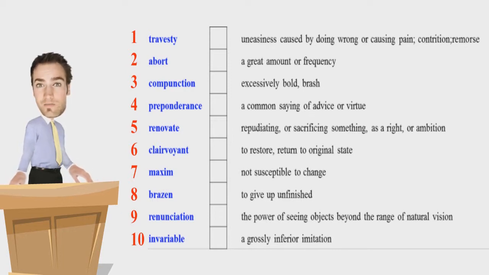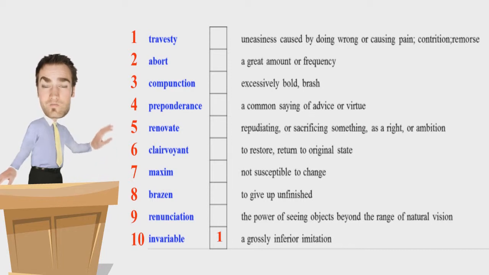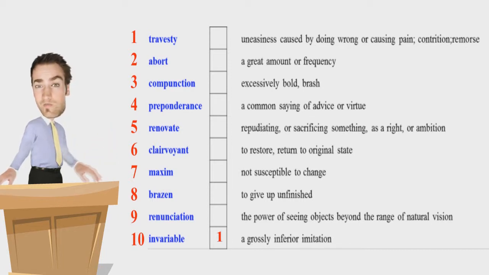It comes from the French word travesty, which meant in disguise, so you can see where the word imitation is fairly appropriate. The correct pairing up, obviously, would be the very bottom one, a grossly inferior imitation, travesty.